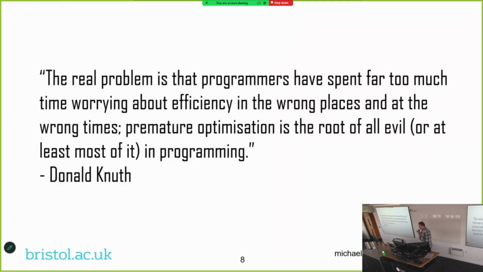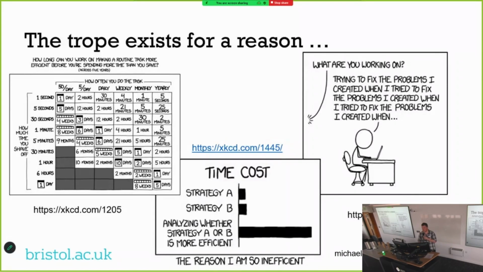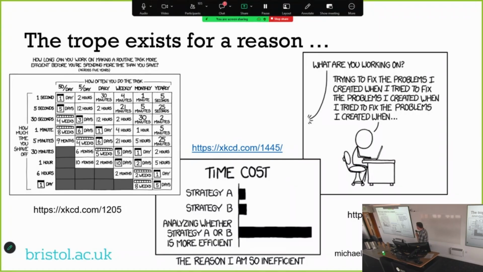But there is a problem with what I'm telling you here. I'm telling you, you need to optimize. There is lots of famous quotes by this gentleman, who is functionally the architect of programming. And all of them come down to, don't optimize too early. And this trope exists for a reason, okay? You can find so many comic strips on this.